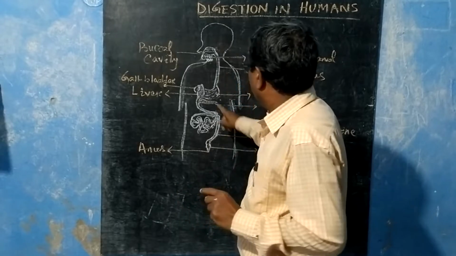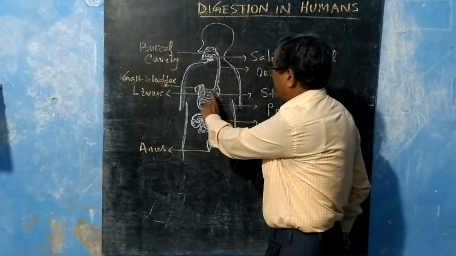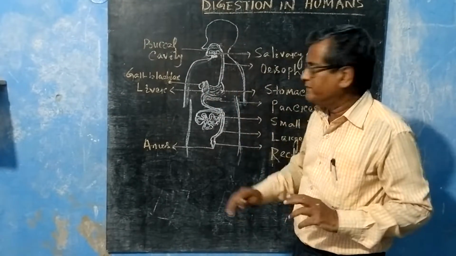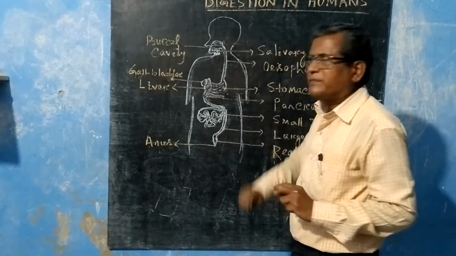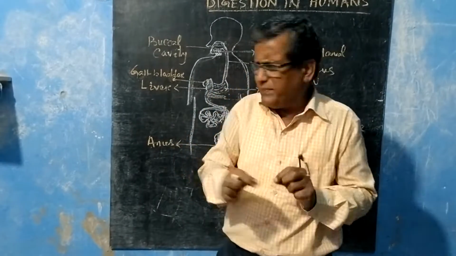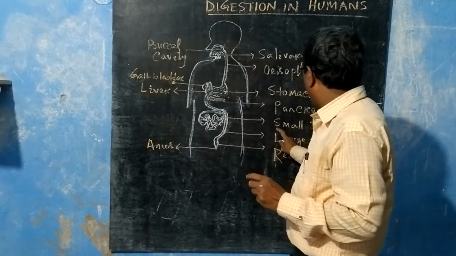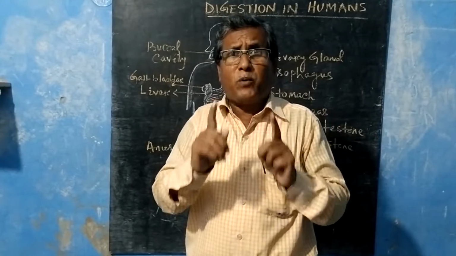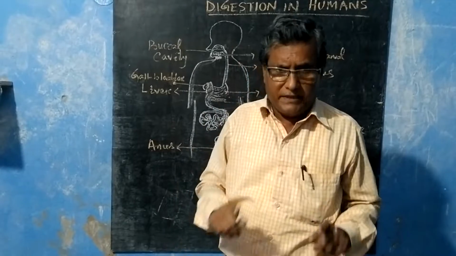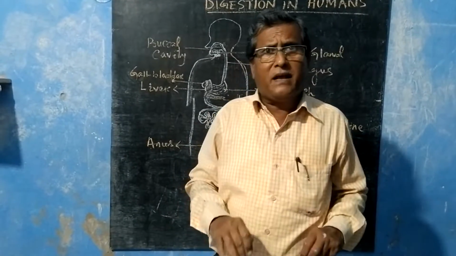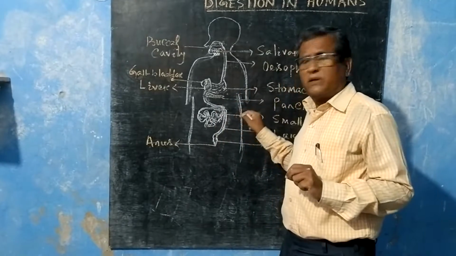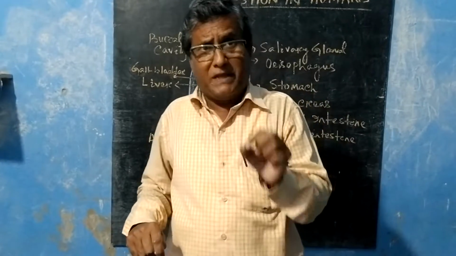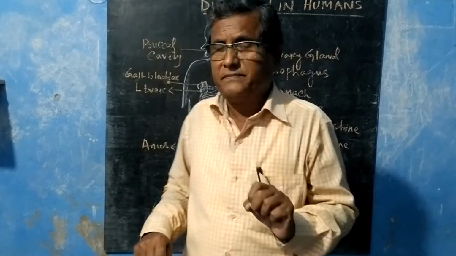Now you see, from the stomach, the partly digested food enters the cord-like pipe called the small intestine. The food enters the small intestine, and the small intestine is a long tube. It is a coil-like structure, around 7.5 meters long. And the complete digestion takes place in the small intestine.